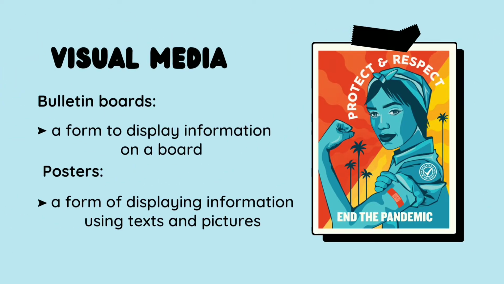In visual media, we have bulletin boards. It is a form to display information on a board. Second are posters. A poster is a form of displaying information using text and pictures. On the right side of the slide, we have an example of a poster. Amazing, right?